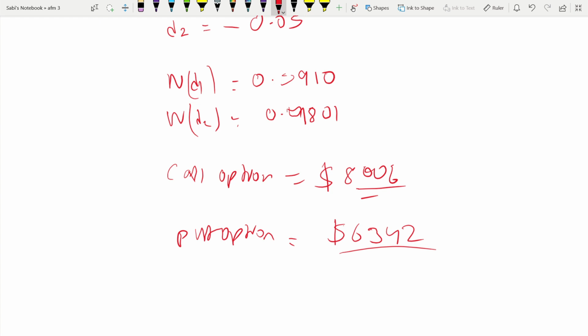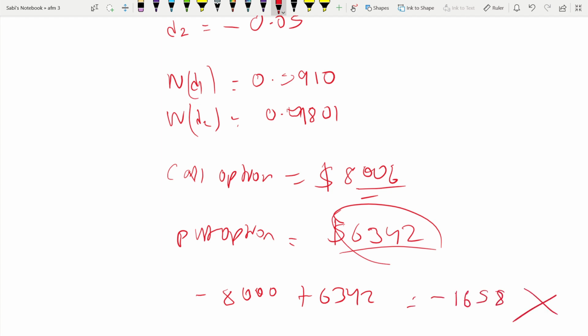So in this case, tell me whether the project will be accepted or not. How can you decide? Tell me now. Just add the 2 figures. Just add this with your present value. What is your net present value? Negative 8,000 plus 6342. Even after adding, you are getting negative 1658. Reject the project. Even after adding the value, you are not getting a positive return.